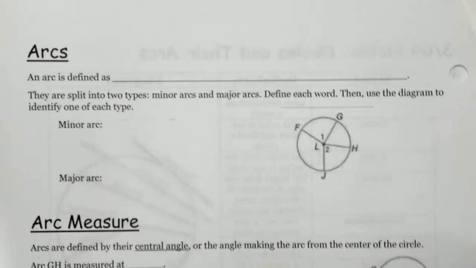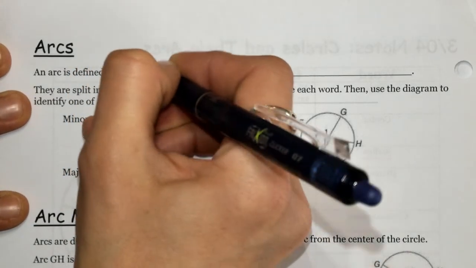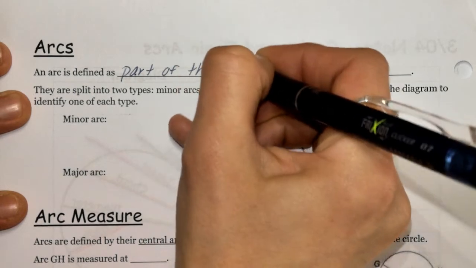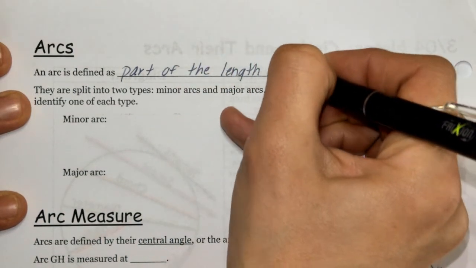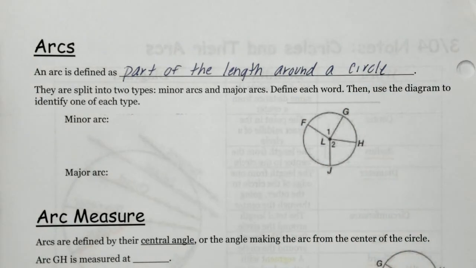Let's go ahead and get a little more detailed with the arcs. We got the vocabulary out of the way. Let's get into arcs. As is said on the front page, your arc is defined as part of the length around a circle. So here we'll fill in part of the length around a circle. And obviously I'll give you time to write that out. So it's part of the length around a circle. So you guys finish that. I'm going to continue talking.